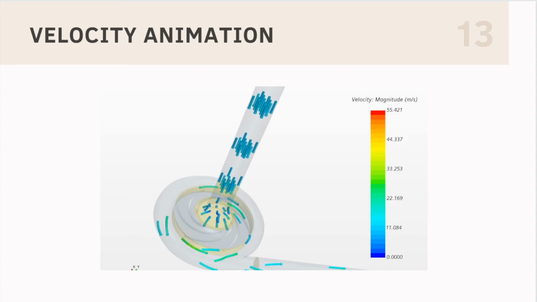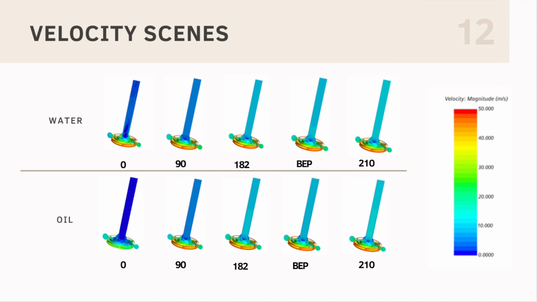Recall that the equation is Q equals S times V. There is a direct relationship between these variables. When the flow rate is 0, the velocity in oil is lower than in water. It can be appreciated with the color scale.